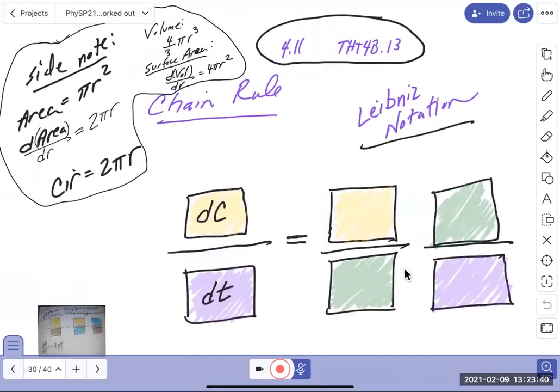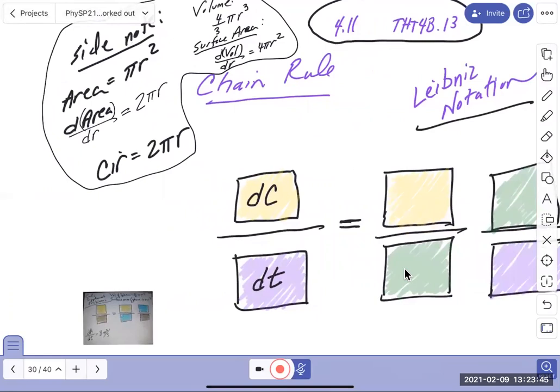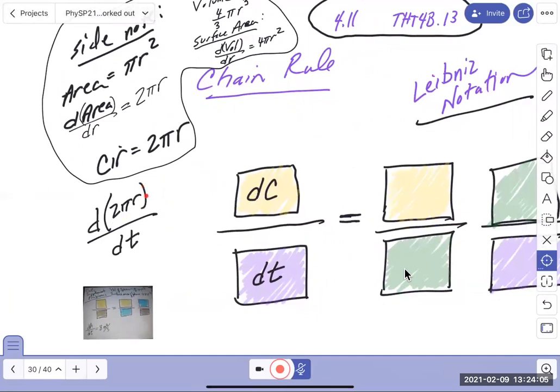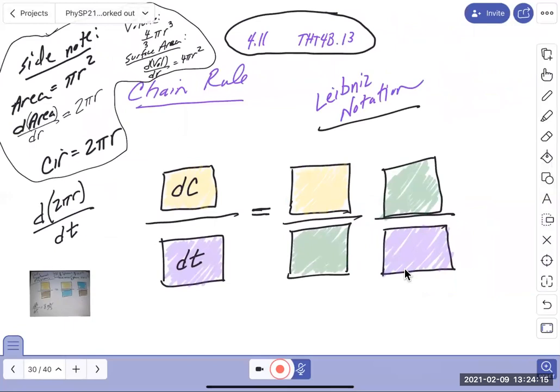So if I want to find the derivative of the circumference, which I know is 2 pi r, with respect to t, what? You can't do it. There's no time in this formula. So you throw up your hands. I don't know what to do. What you do is you employ the chain rule. Okay, now wait a minute. I know that circumference is changing.